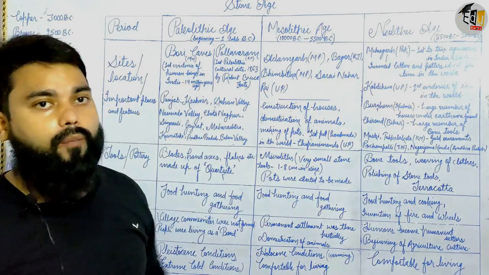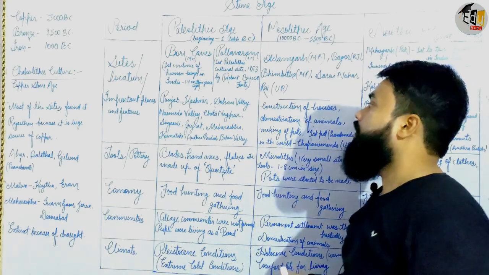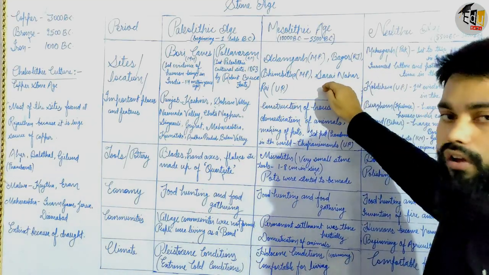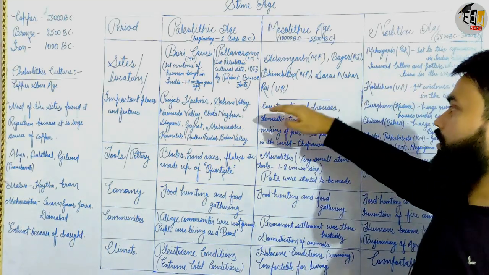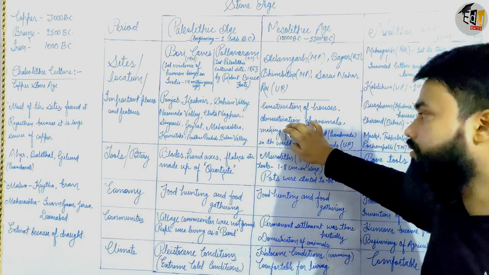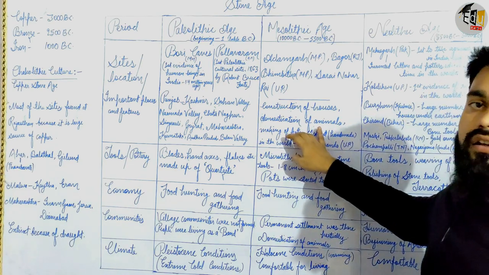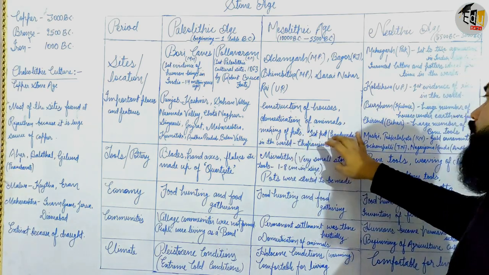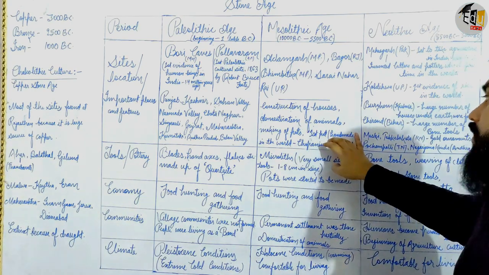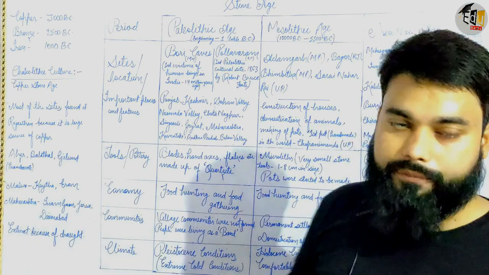Now if we talk about the distinct features of the Mesolithic age, then in Mesolithic age, the construction of houses was done. The houses were constructed. Animals were being domesticated. Pots were started to be made. Early men started to make pots. The first pot was made in the world. That was the handmade pot in Japani Mando in UP.